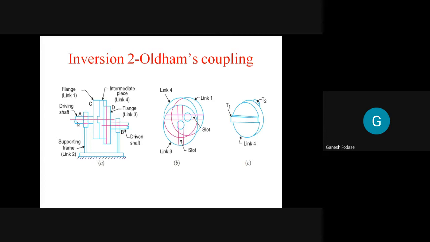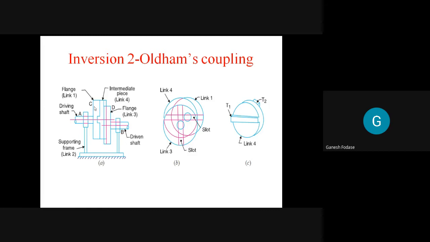I repeat, supporting frame along with bearings. The driving shaft rotates, forming a turning pair with link number 2. Driving shaft along with the flange is considered as link number 1. Driven shaft along with the flange is considered as link number 3, and the intermediate member is link number 4. This link number 4 has 2 slots on both sides. One is a horizontal slot to connect with link number 1, and a vertical slot to connect with link number 3. You see here, this one is the horizontal slot to connect with link number 1, while this vertical slot connects with link number 3.